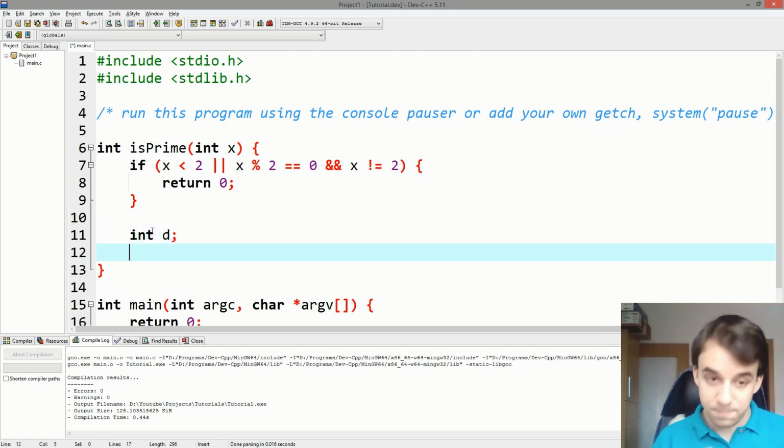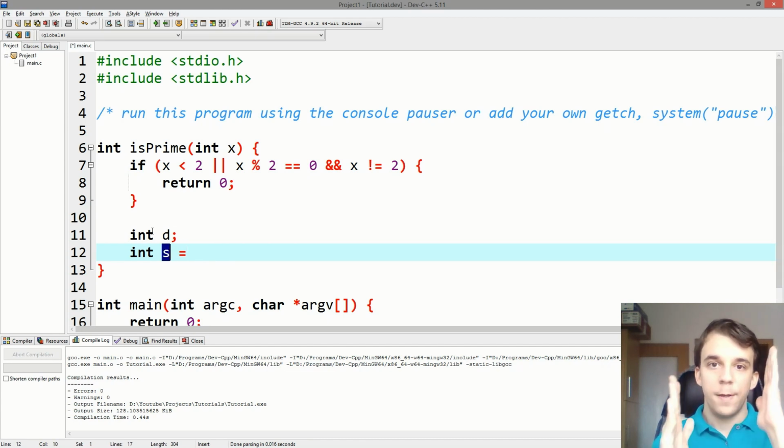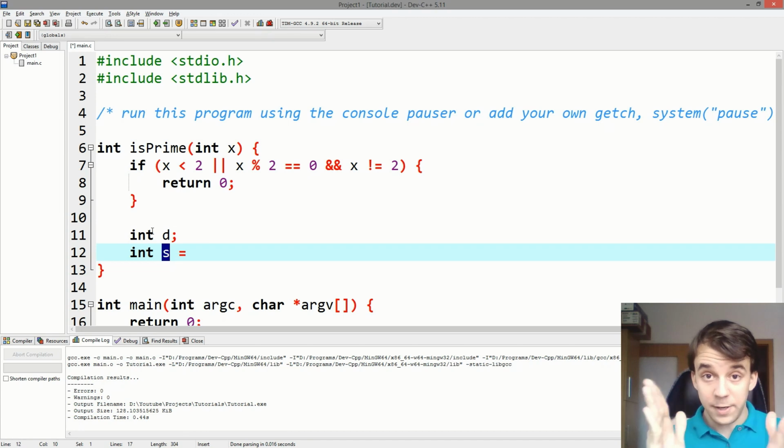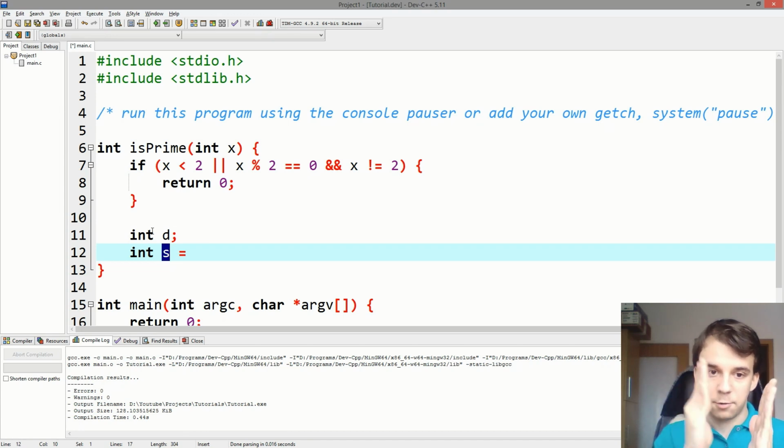Start with a d, okay? And you also want an s. s equals the square root, right? You want to go from 3 up until the square root of that number. If you don't find any divisors up until the square root of that number included, then that number is prime.